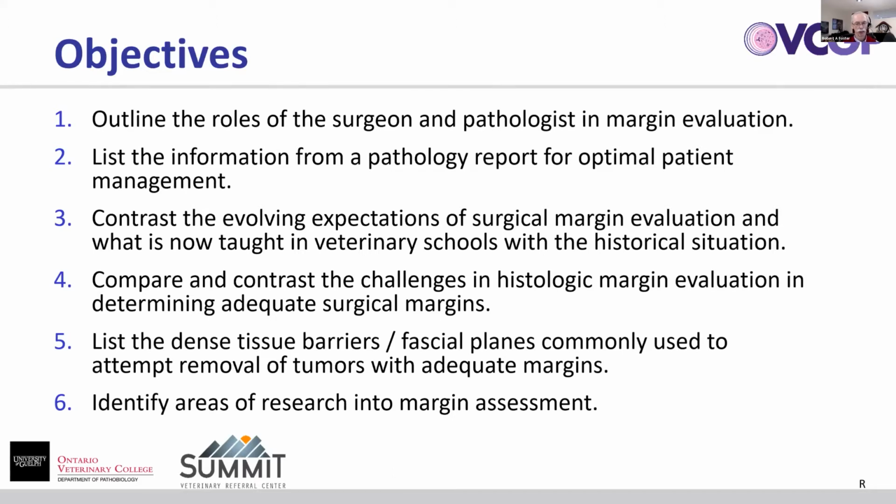We're going to mention some of the challenges that are involved with margin evaluation, and in particular, determining adequate surgical margins. So the recommendations are to no longer use clean, complete, completely excised, but the thought and the process that goes through when clinicians evaluate pathology reports is to determine whether the margins are adequate. We'll also look at the dense tissue barriers and the fascial planes, and we'll concentrate on that in particular, and how that's used in determining whether margins are adequate. And as we go through, we'll also identify regions of research into margin assessment.